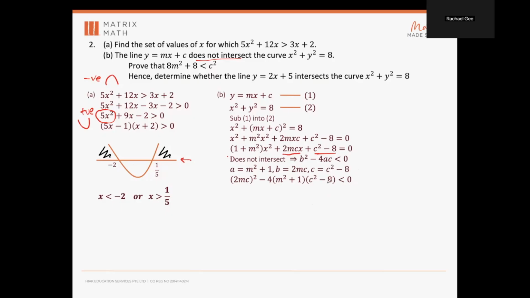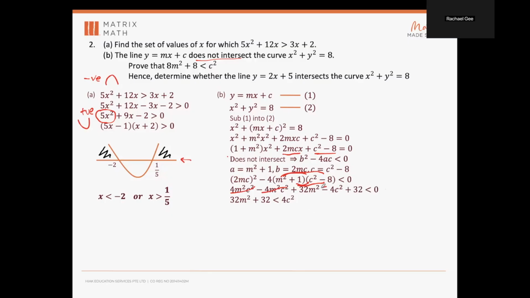Since it's less than 0, this will be the b squared minus 4ac, then you expand out. So this square will apply to 2m and c, that's why you have 4m squared c squared. And then you have a minus 4 multiplying in, when you do a rainbow. Then after you times the minus 4, you'll get this term here. So 4m squared c squared minus 4m squared c squared is exactly the same, so you can cancel out. So you're only left with this part here: 32m squared minus 4c squared plus 32 less than 0.